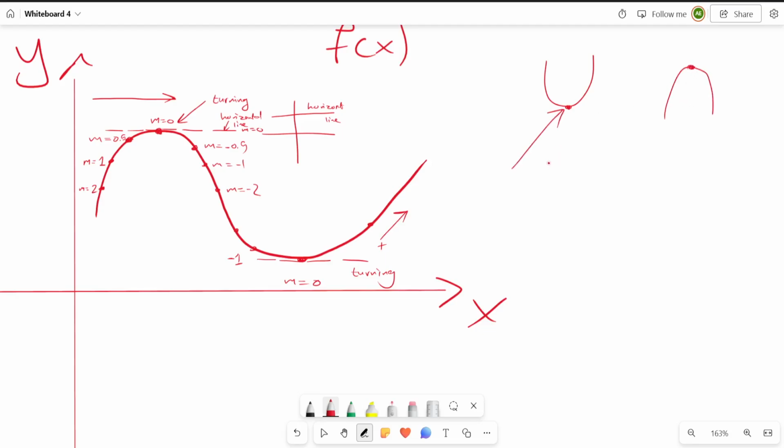When it looks like this, it's said to be a local minimum. Why is it a local minimum? Because it's the minimum value in the region it is in, or among the points beside it. In this region, this is the lowest point. It doesn't mean that it's the lowest point of the whole curve. No, there could be lower points than this, but locally it's the minimum point. And similarly, this is called a local maximum point.